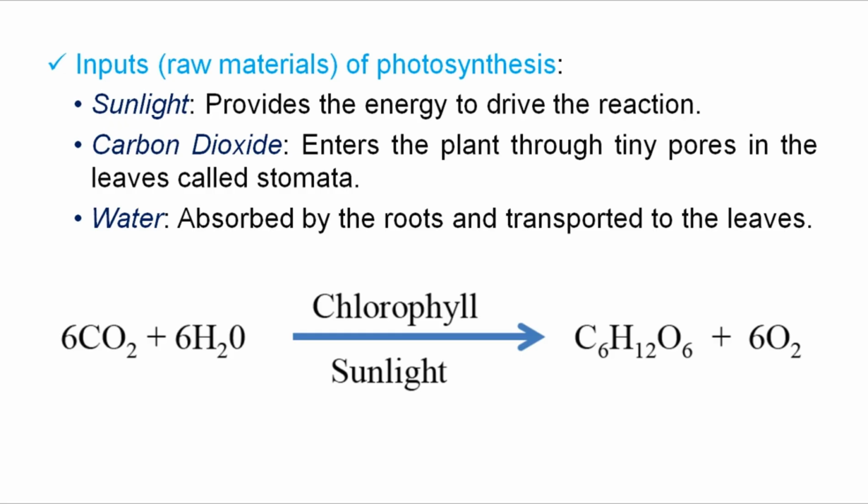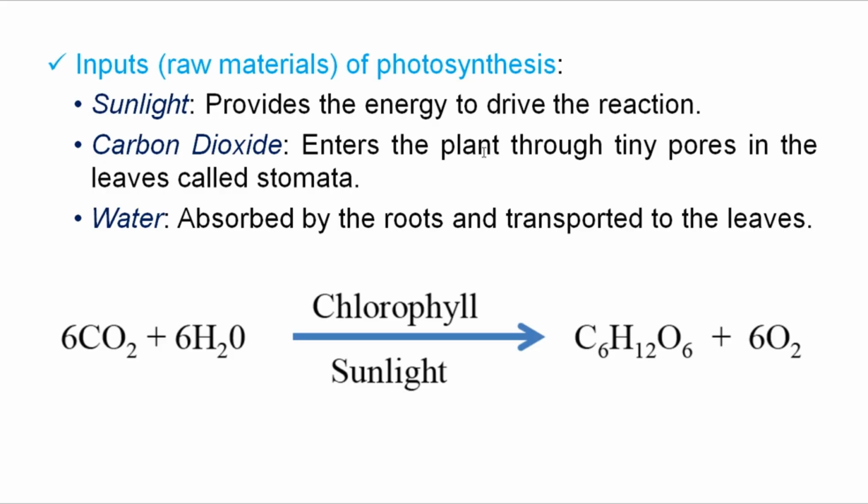Inputs or raw materials of photosynthesis. What are the inputs or raw materials for photosynthesis? Sunlight, carbon dioxide, and water are the three raw materials or inputs of photosynthesis. Sunlight provides energy to drive the reaction, to perform photosynthesis.